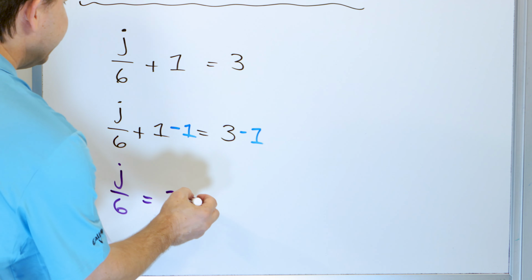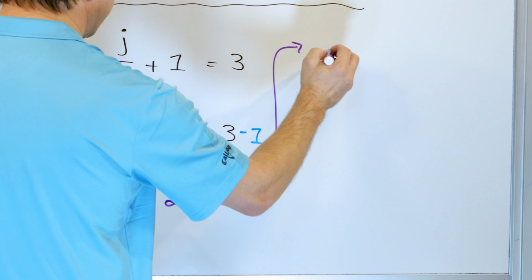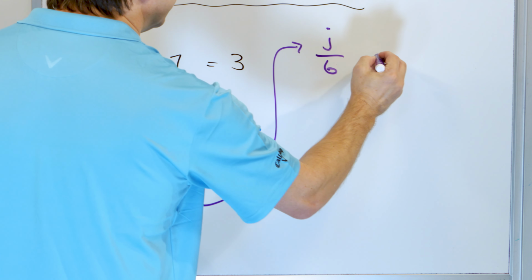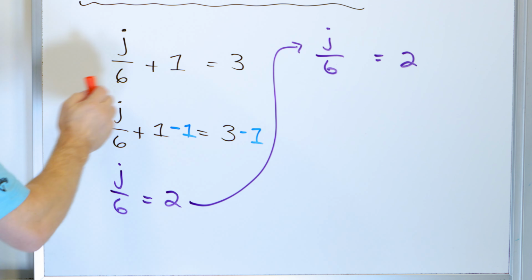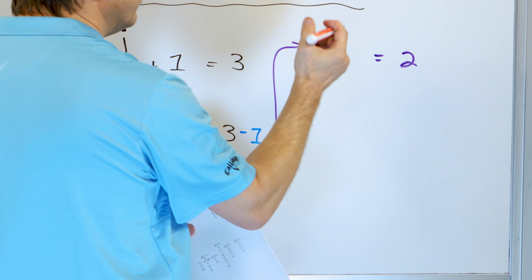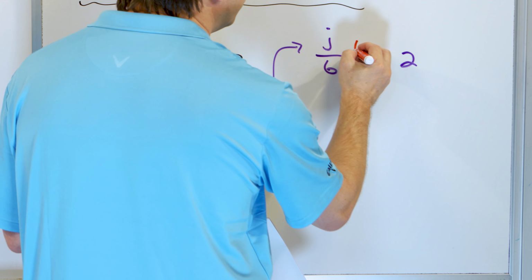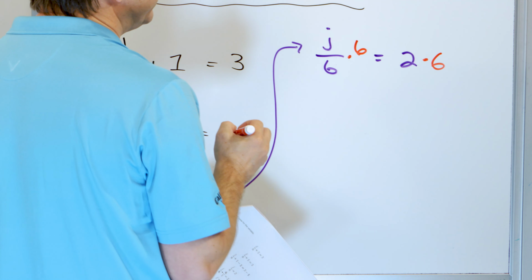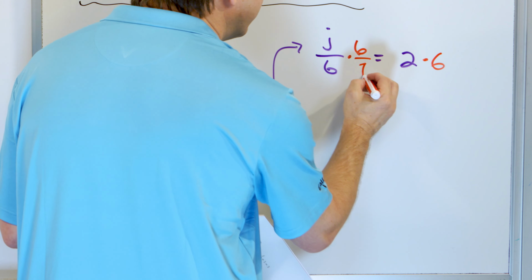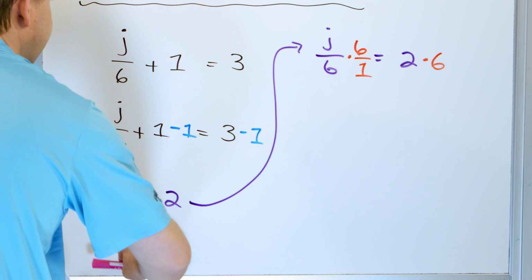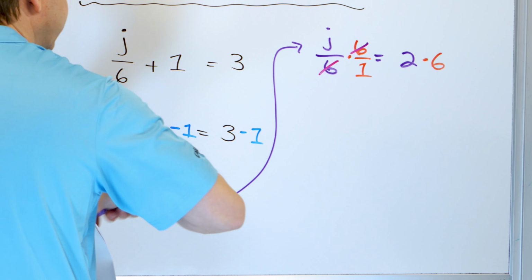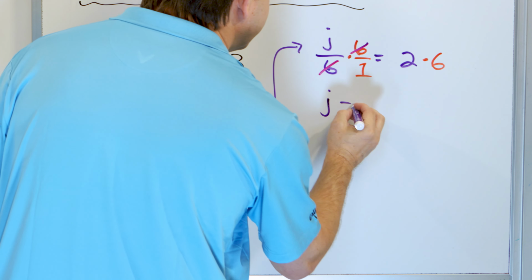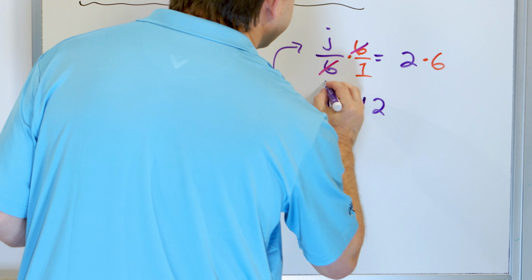Okay, so what I'm going to do is continue my solution over here. I'm going to rewrite it. J over 6 is equal to 2. All I did was rewrite it. So here I'm dividing by 6. How do we undo that division? We already covered that in the last lesson. We multiply by 6, and we multiply by 6 on this other side. And we can think of it as 6 over 1 to help us visualize that we're going to cross-cancel these 6's. So we only have a single J left over, and it's 2 times 6, which is 12. And this is the final answer.